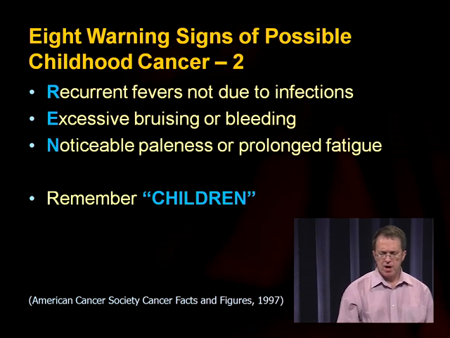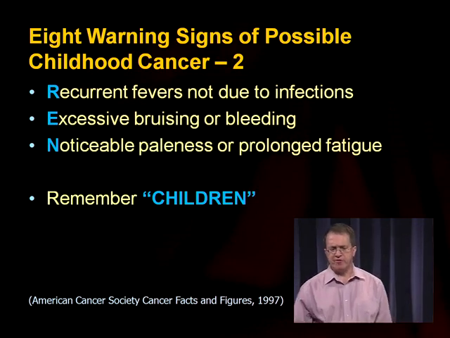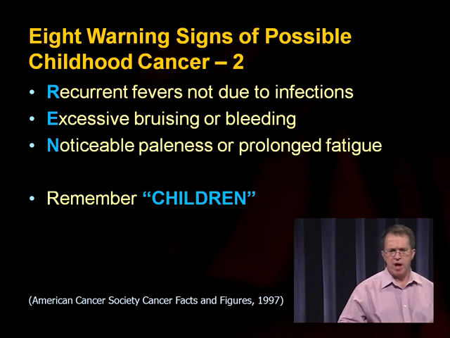Okay. Recurrent fevers not due to infection. Again, fever, FUO, fever of unknown origin. Oncology needs to be part of that workup. Particularly can lead us to the path of leukemia or lymphoma. Excessive bruising or bleeding. Petechiae. You guys know what a petechiae looks like. You'll see them on the picture part of your board exam. Noticeable paleness or prolonged fatigue, and that's their children.